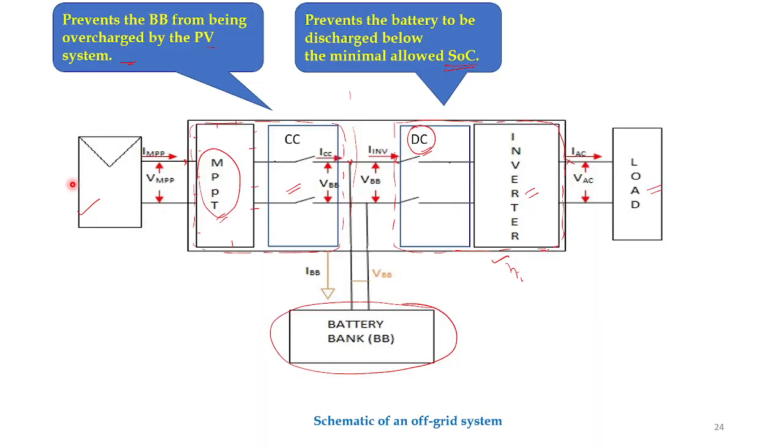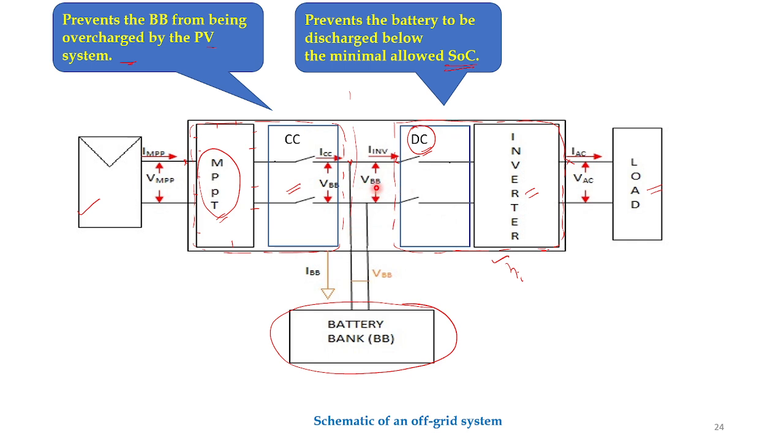If you see a typical off-grid system, here is your PV system operating at its maximum power point. This is the MPPT, which regulates the PV system to always operate at its maximum power point. This is your charge controller connected to the battery, which controls how much charge goes to the battery. During overcharging it will disconnect the power going to the battery, and similarly it will perform during over-discharging.